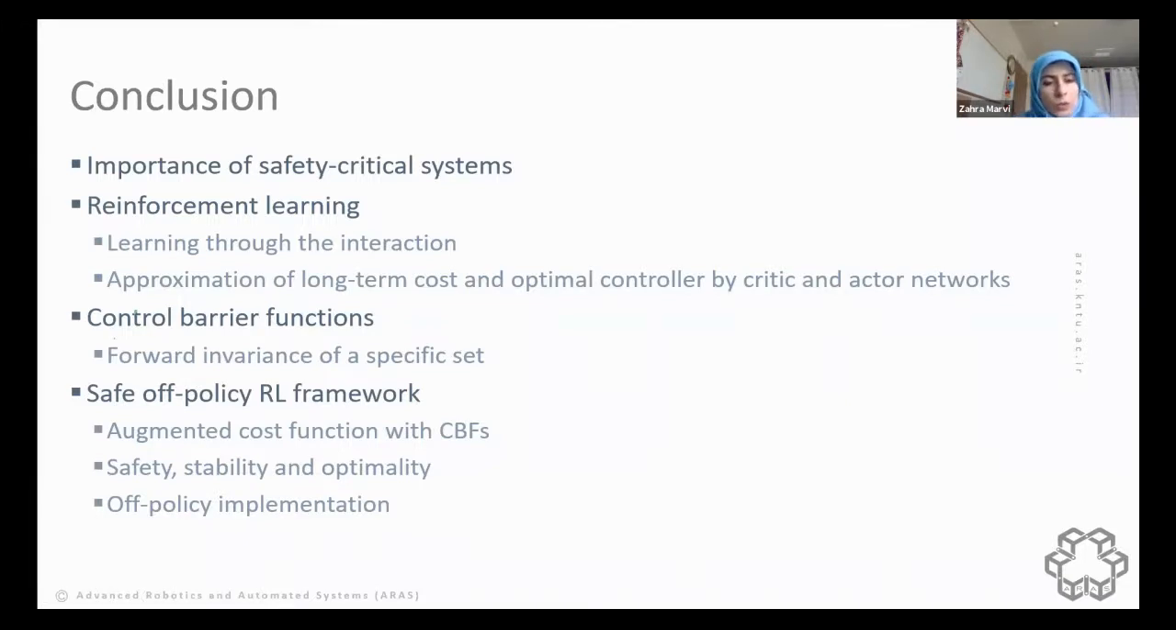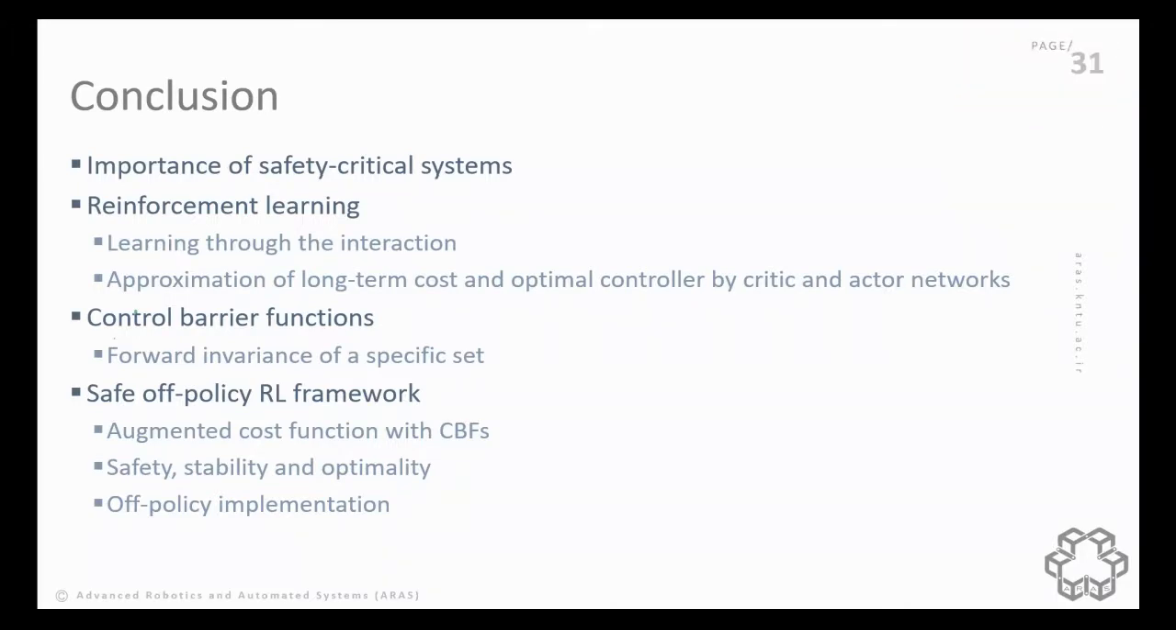As a conclusion, we went through the importance of uncertain safety-critical systems. We went through reinforcement learning, which is learning through an interaction framework, and we approximated the long-term cost and optimal controller by means of critic and actor networks. Then we went through control barrier functions, which are used to ensure forward invariance of a specific set, and we tried to make sure that our safe set is invariant.